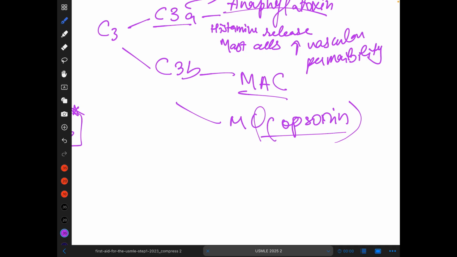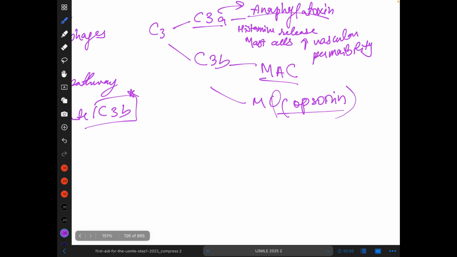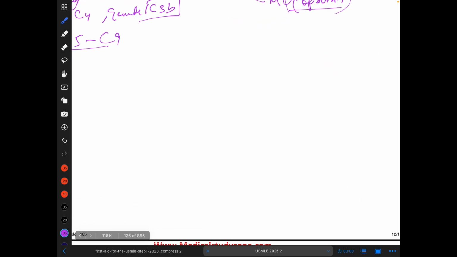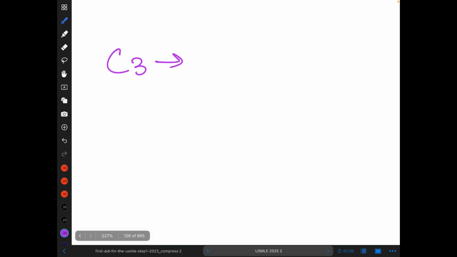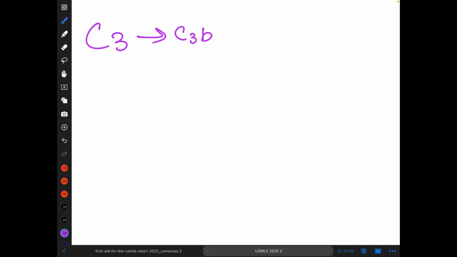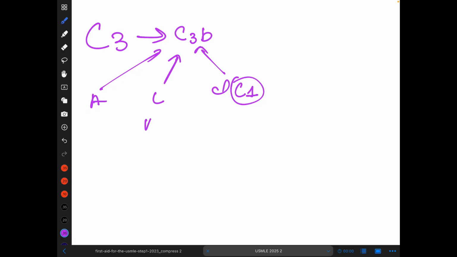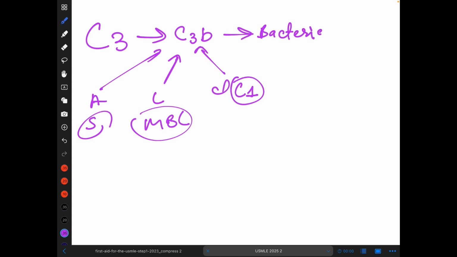Further, if we repeat the complement system again, C3 is going to convert into C3b by three pathways: alternative, lectin, the mannose-binding lectin, and classical. In classical, the important component is C1. Here it is MBL, and the alternative is spontaneous. By activation, they are going to kill bacteria.